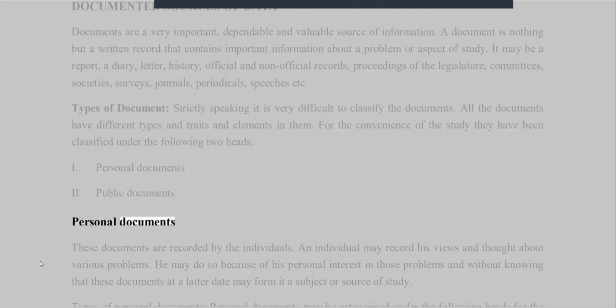Personal documents. These documents are recorded by individuals. An individual may record his views and thoughts about various problems. He may do so because of his personal interest in those problems and without knowing that these documents at a later date may form a subject or source of study.